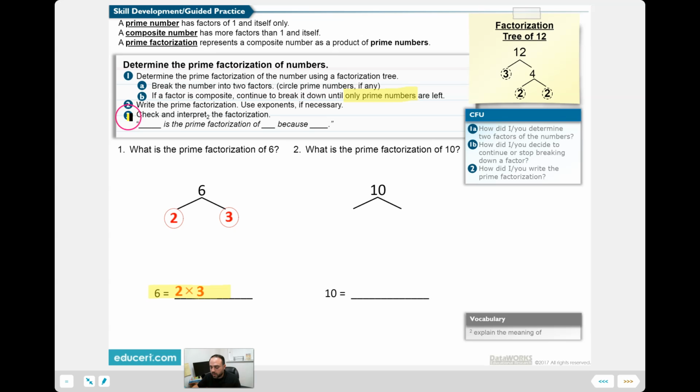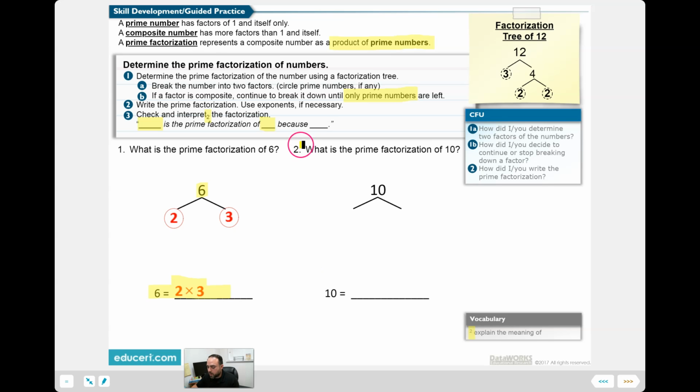Step 3. Ready, read. Check and interpret the factorization. Interpret means to explain the meaning of. So we want to explain the meaning of this prime factorization of 6. We can read this sentence by saying 2 times 3 is the prime factorization of 6 because 2 times 3 shows 6 as the product of prime numbers.